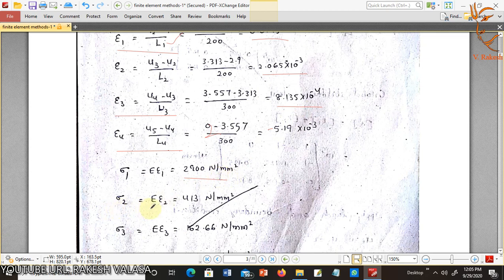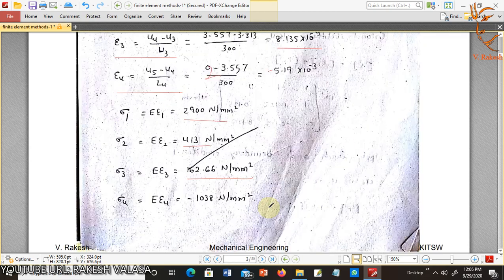Next, sigma 2, Young's modulus into strain 2. 200 into 10 power 3 into 2.065 into 10 power minus 3, that is 413 Newton per mm square. For element 3, Young's modulus into strain 3. Young's modulus is 200 into 10 power 3 into 8.135 into 10 power minus 4. That value is 162.66 Newton per mm square.